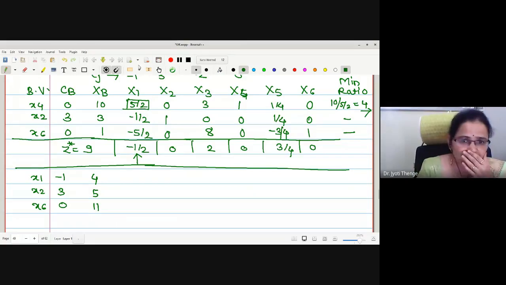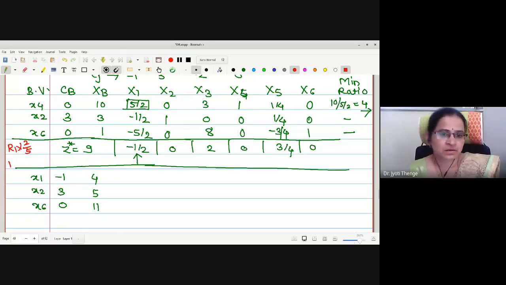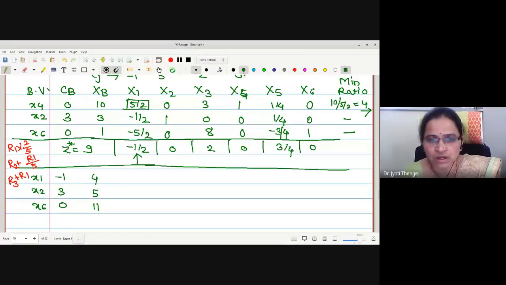Okay, which are the row operations? We can write the row operations at least. Which are the row operations to be used? R1 into 2 by 5. Next, R2 plus R1 by 5, because if I divide by 5, it will be plus half. Plus half added to minus half is 0. And the third one we have to do is R3 plus R1. You just please make all the row operations sincerely. I am writing here directly.